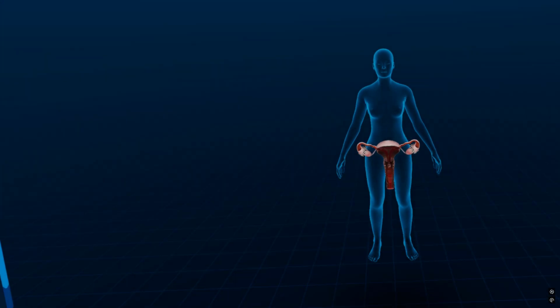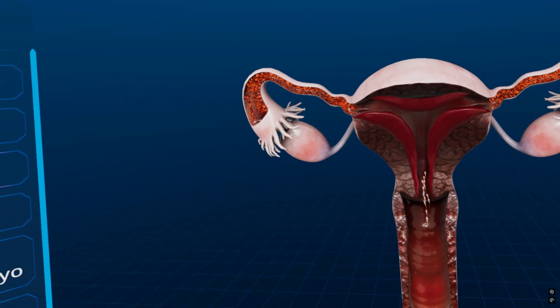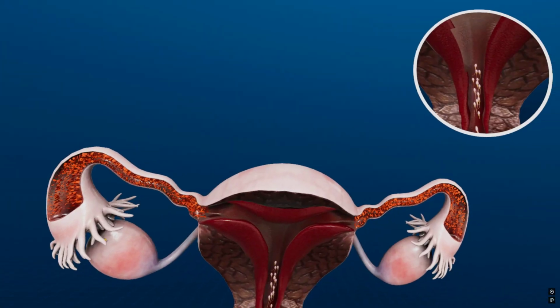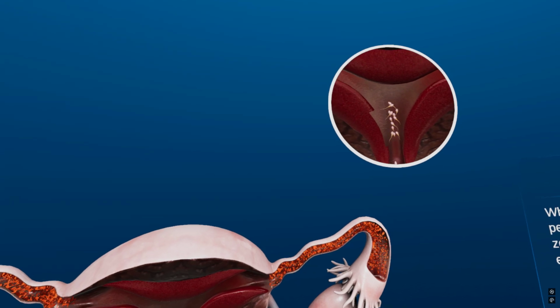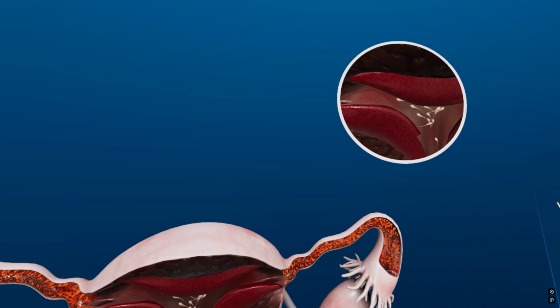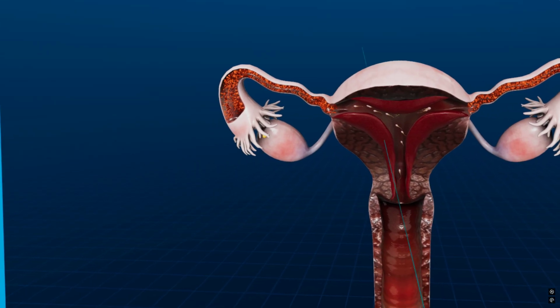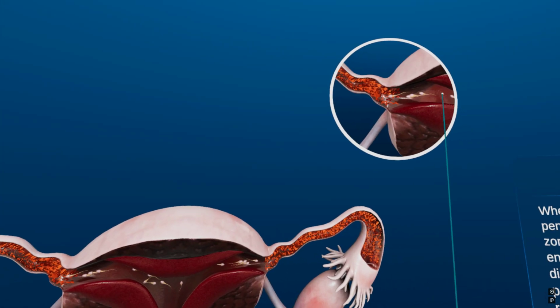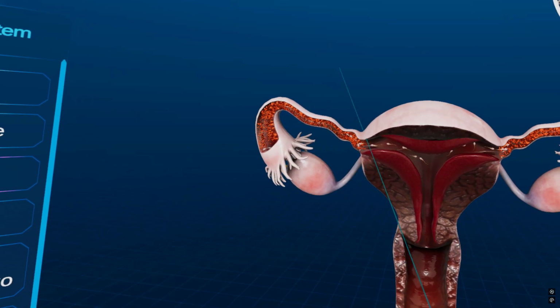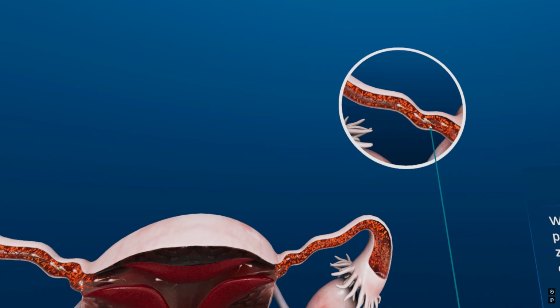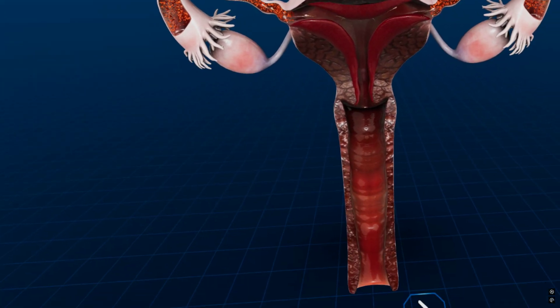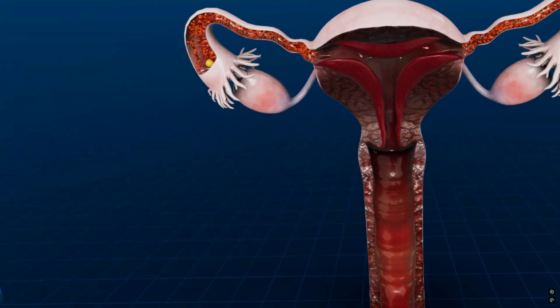When the sperm reaches the egg, it penetrates the outer layer, called the zona pellucida. Sperm has special enzymes in its head that allow it to dissolve and break down the zona pellucida, allowing the sperm to reach the surface of the egg. Once the sperm has reached the surface of the egg, it binds to special receptors on the egg's membrane, triggering a chemical reaction.